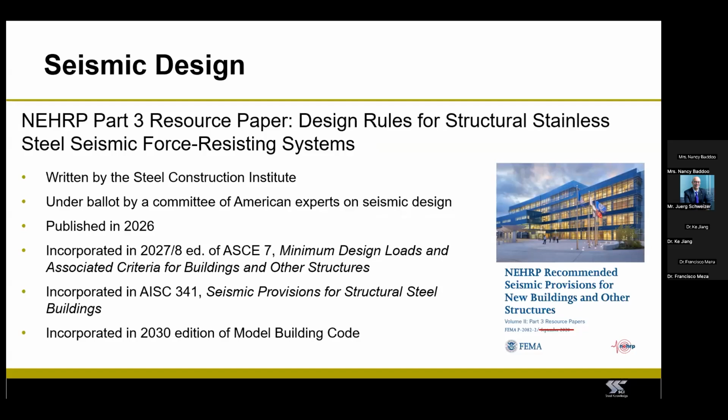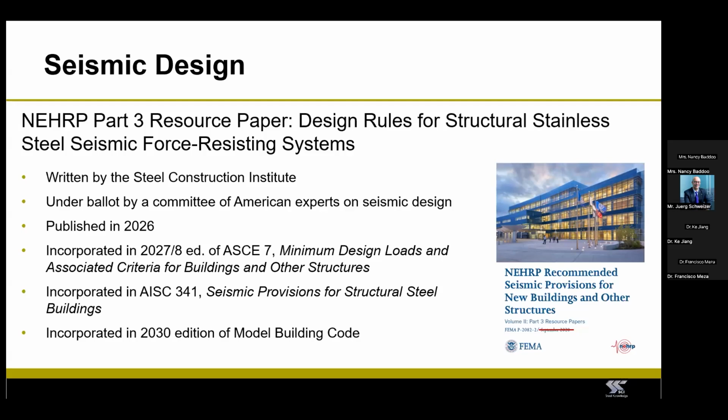So in this paper, we have looked at the state of the art in terms of the research that had been carried out on the seismic performance of stainless steel structures. We have recommended ways in which some of the rules for carbon steel could be extended to cover stainless steel. And we have identified the research that is needed in order to develop more comprehensive and efficient rules for stainless steel. The paper we wrote is currently under ballot, and any possible incorporation of the recommendations that are given in the paper into the American design codes is still a few years away.